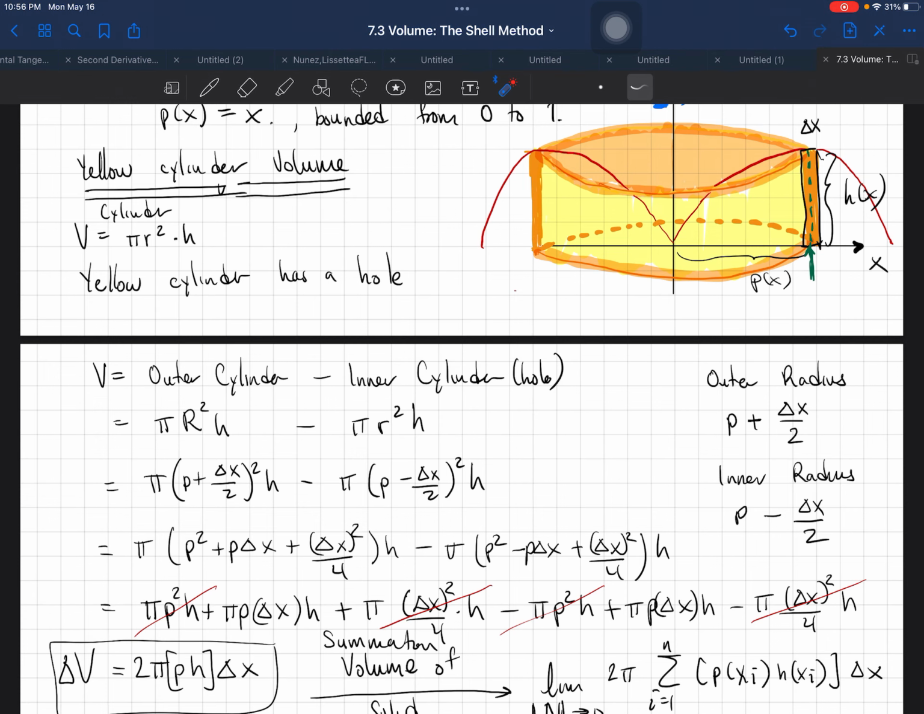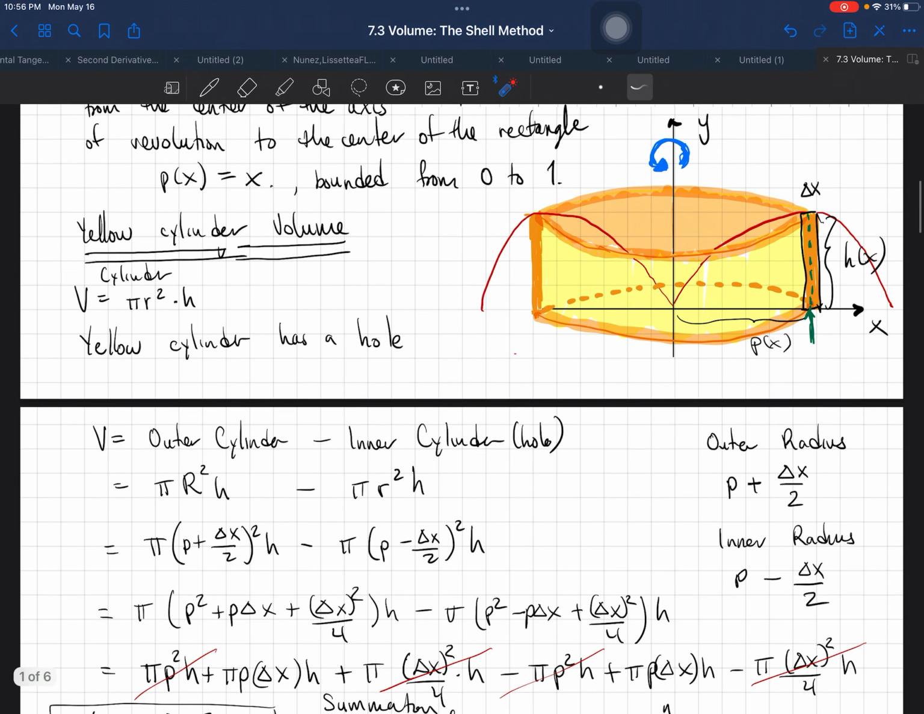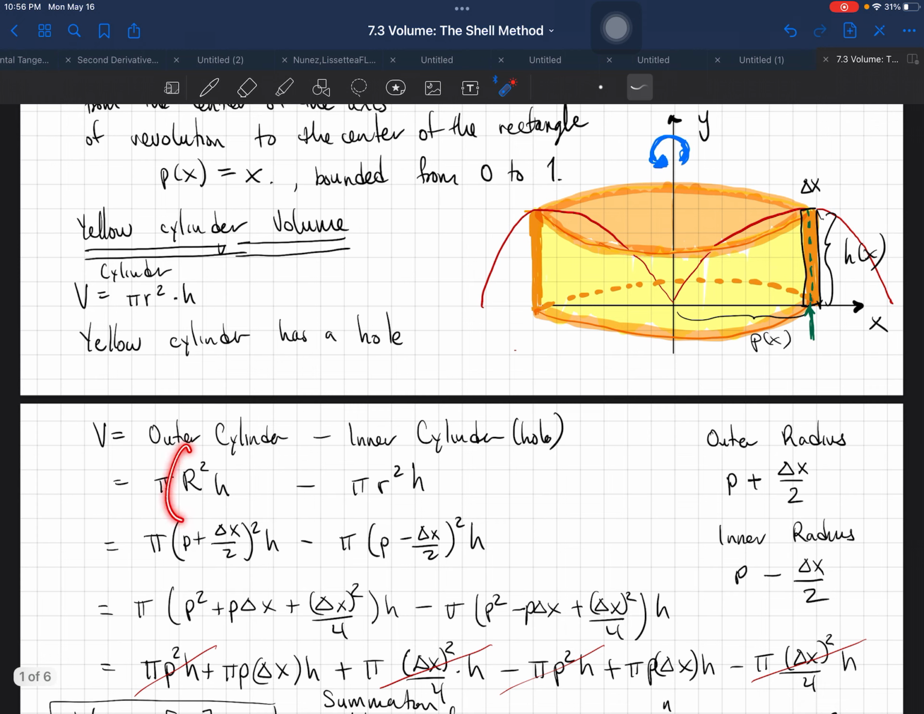We're going to call the radius of the bigger outer cylinder big R, and the radius of the inner cylinder little r. So let's begin. First of all, how do we find the big radius, from the beginning all the way to the outside?